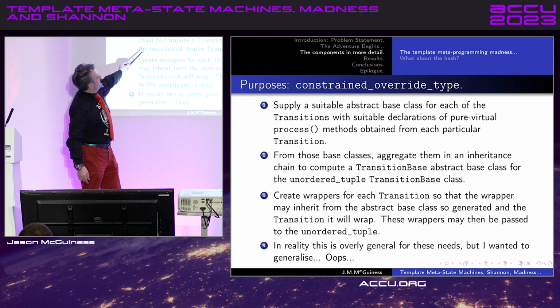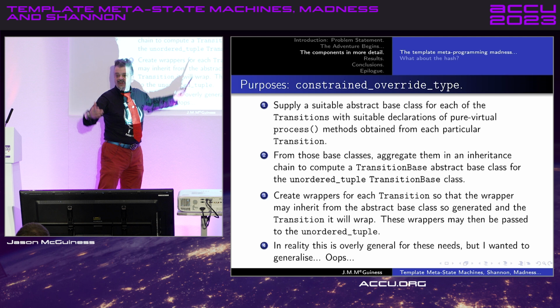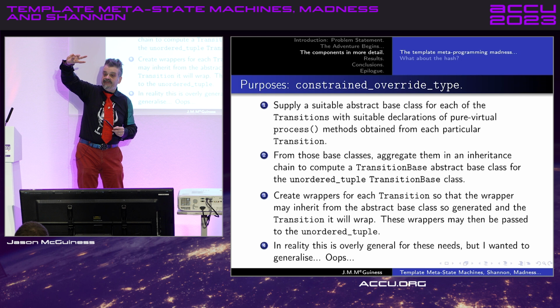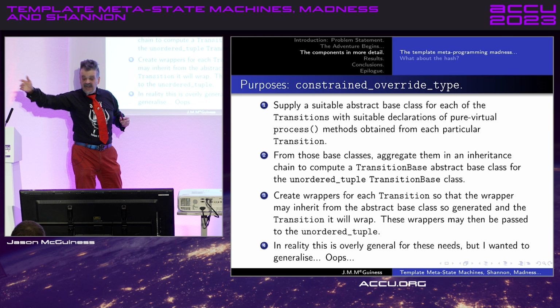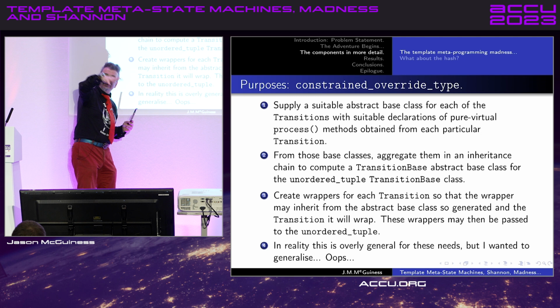We need also, from those base classes, because if I've got a transition, I've got two process methods. I have two abstract base classes I inherit from, one with one process method overload, one with the other process method overload as a pure virtual function. That's what I'm doing here. I need to aggregate those together in a chain of inheritance, bingo, and then put that wrapped thing into the unordered tuple, and you can see, therefore, I've got my transition base class for the unordered tuple.